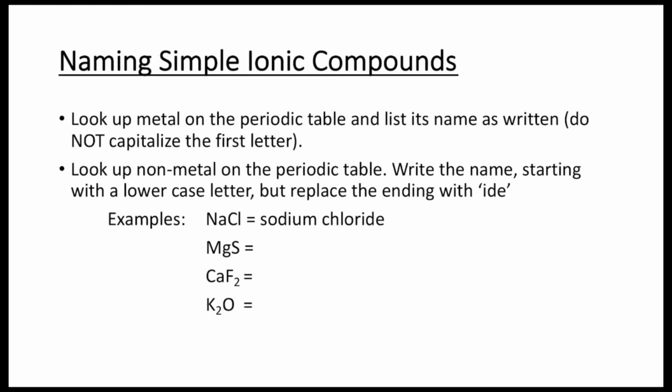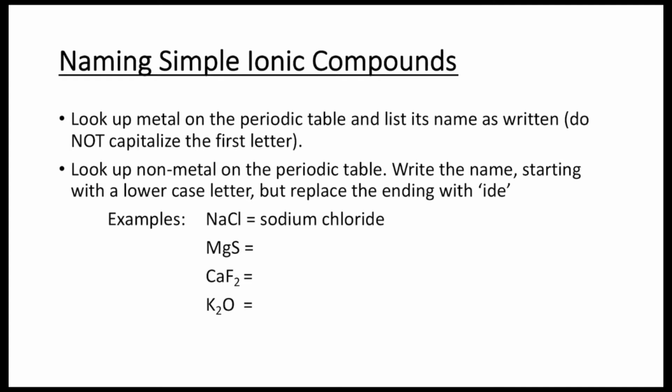So naming simple ionic compounds, what we do first, look up the metal on the periodic table and list its name as written. You do not capitalize the first letter when you're writing its name. Next, we want to look up the non-metal on the periodic table. Write its name, starting with a lowercase again, but replace the ending. For example, in chlorine, we would replace the ending with an IDE. So sodium chloride would be the correct name.